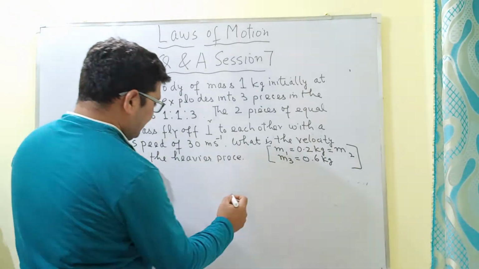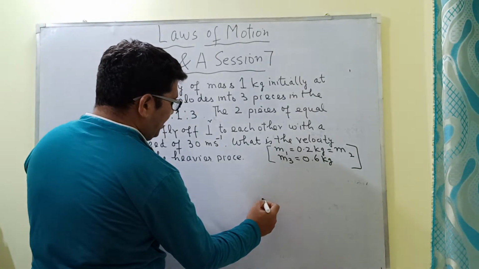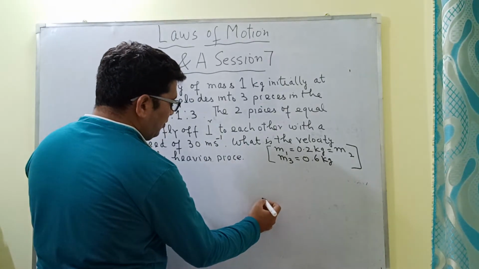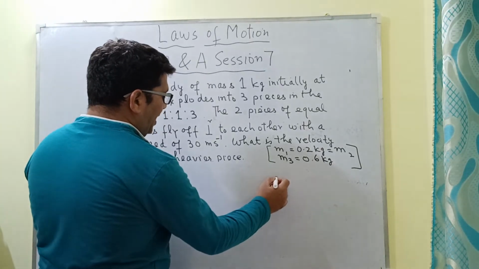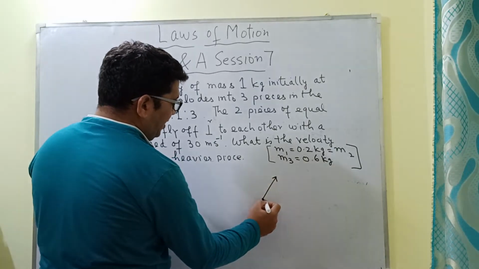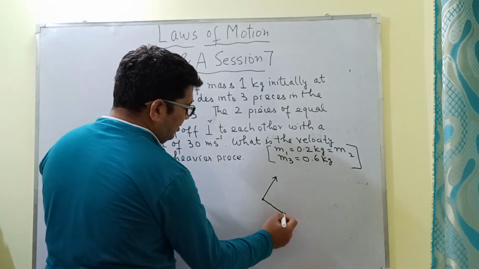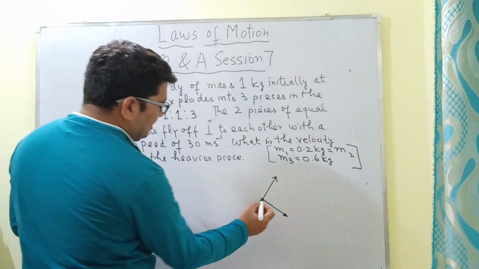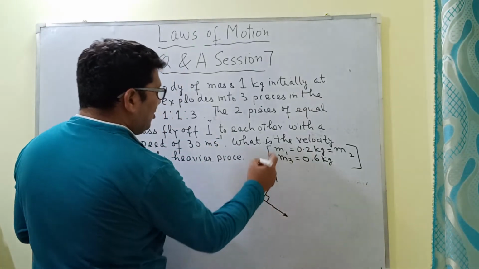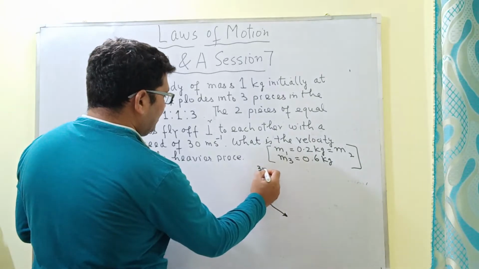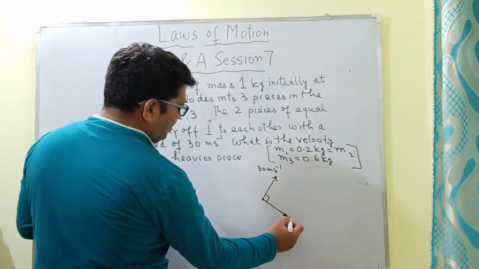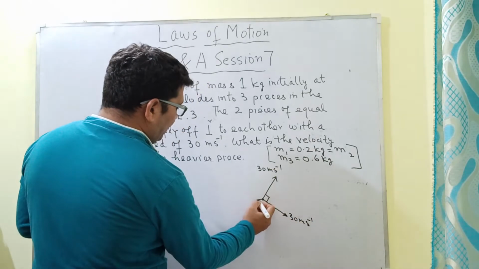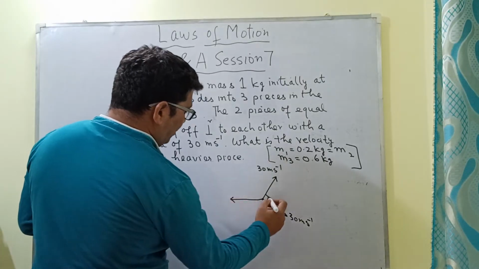Now let us make the diagram here. This is the body of mass 1 kg. Now it explodes into 3 pieces, but m1 and m2 fly off perpendicular to each other, meaning the angle between them is 90 degree, with a velocity of 30 meters per second. The velocity of this one is also 30 meters per second. Okay, so now here, this is the horizontal.